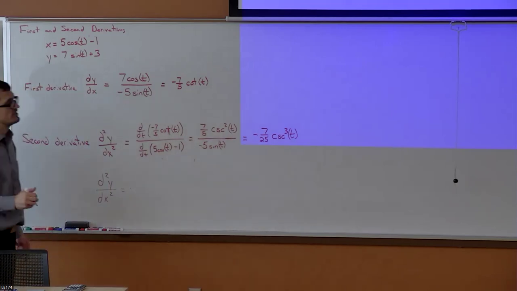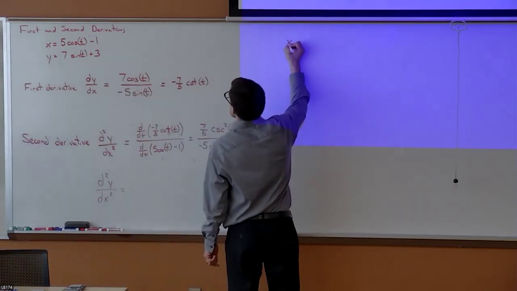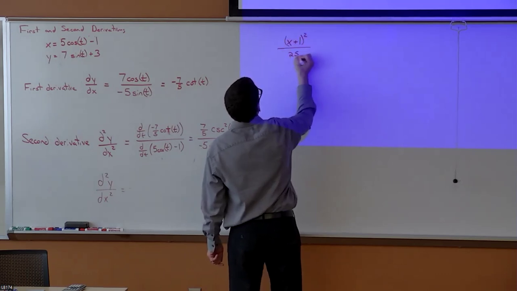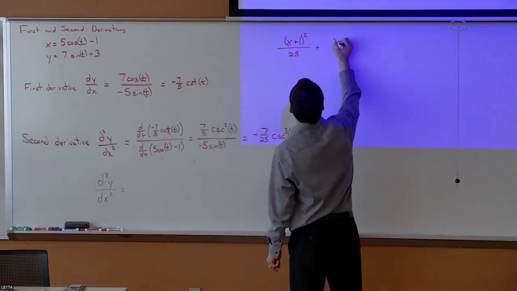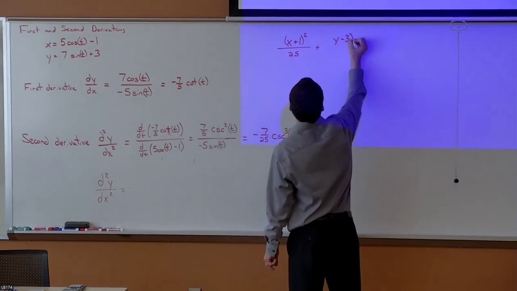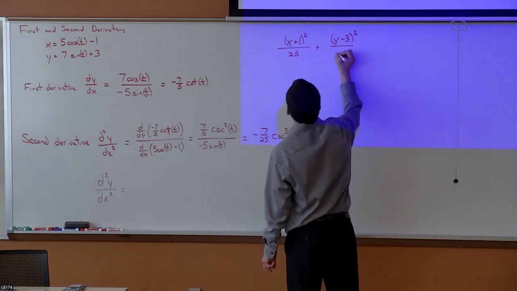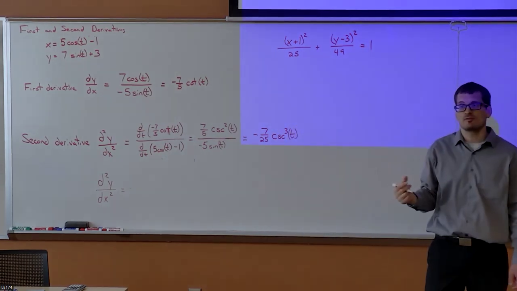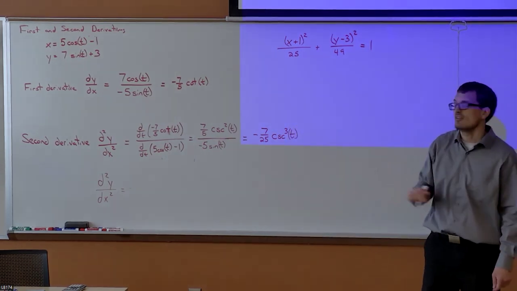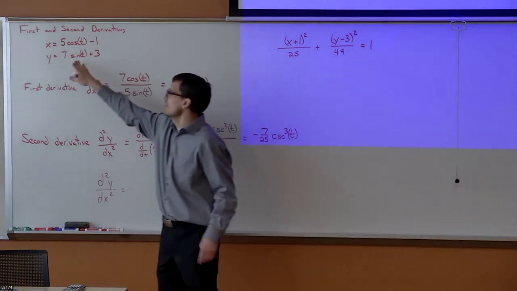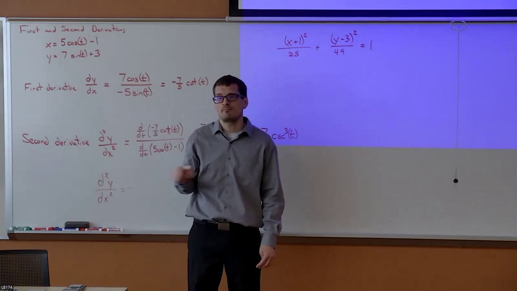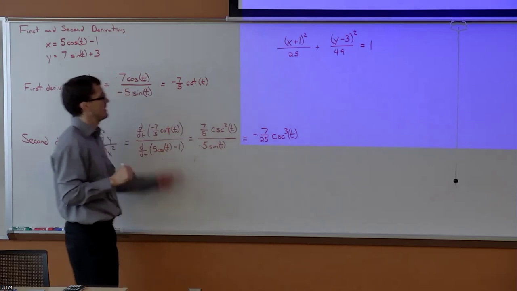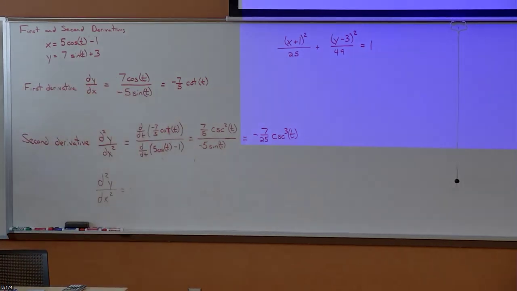This is much easier than trying to solve an equation that looks like this for y, and then taking a derivative with respect to x. Okay, this and this give you the same curve. So if you want to find derivatives, it's much easier to use parametric in this case.